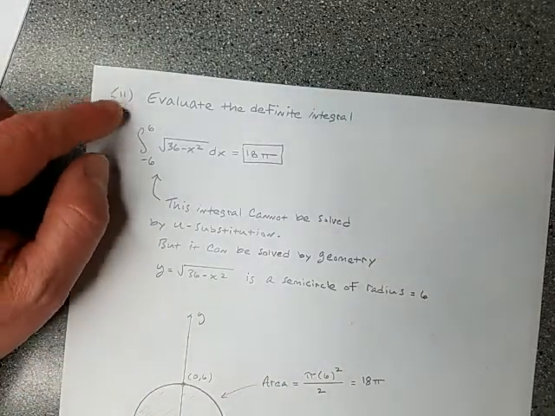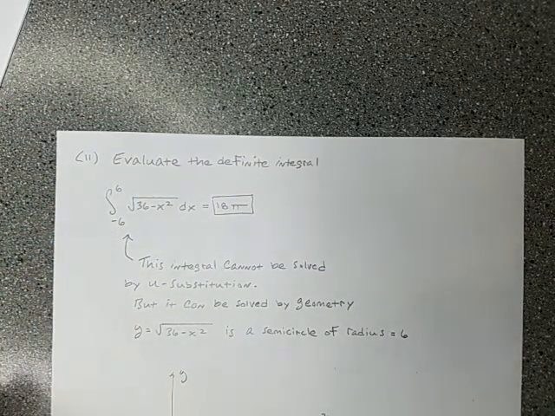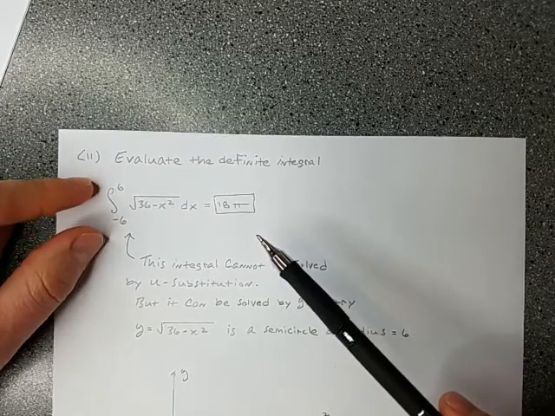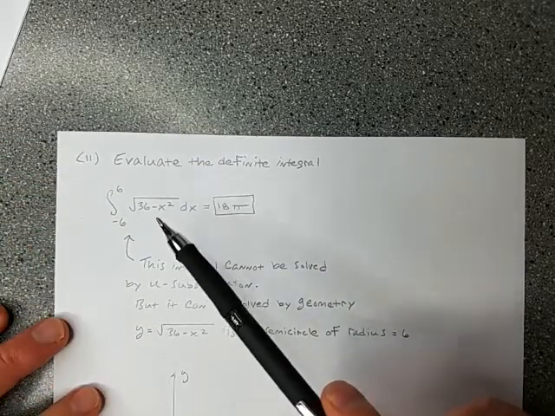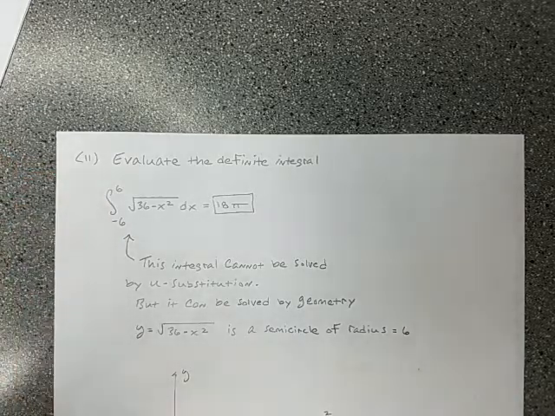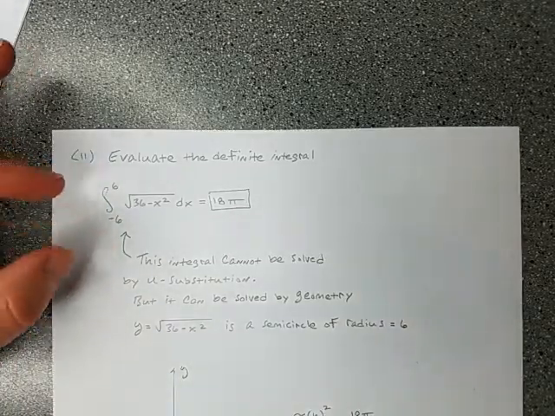11, evaluate the definite integral. Okay, negative 6 to 6, root 36 minus x squared dx. All right, so it turns out to be 18 pi. And the way we do this one is not by u substitution. This is not the kind of problem that can be done by u substitution. So in the videos I had made for this topic and this kind of problem, I had explained how we'll use geometry to do this.